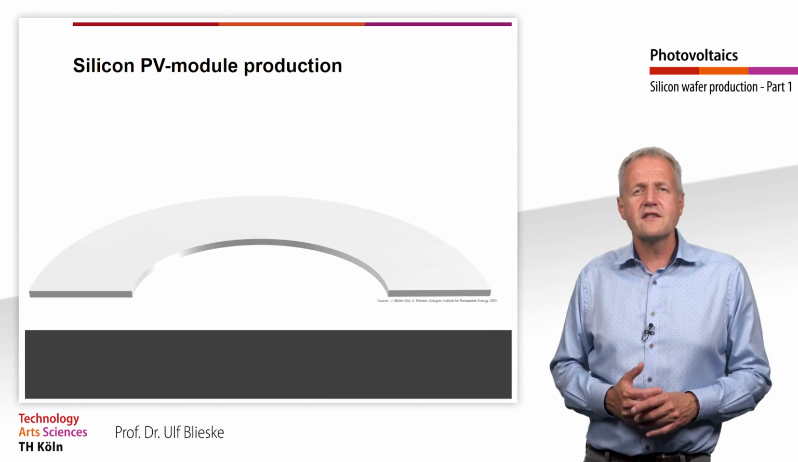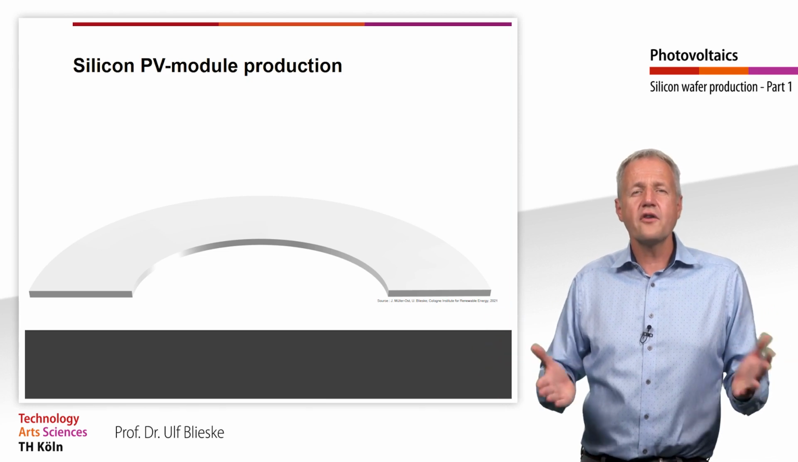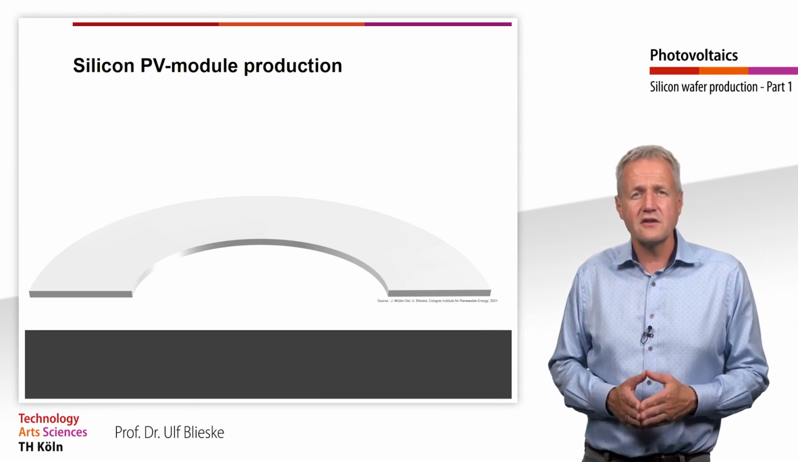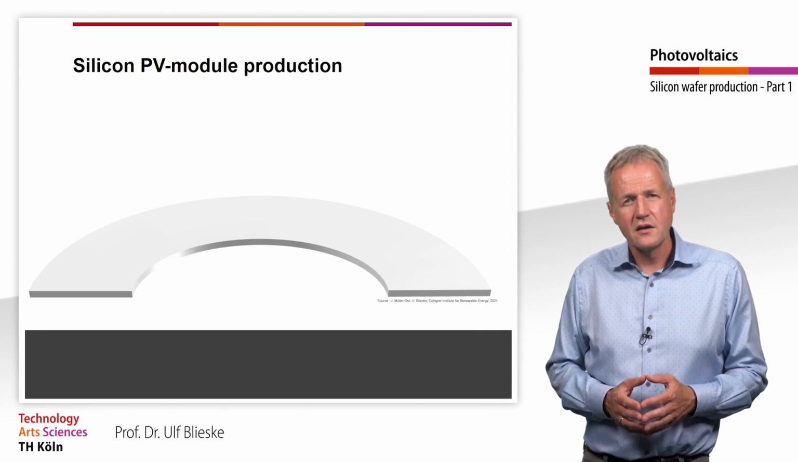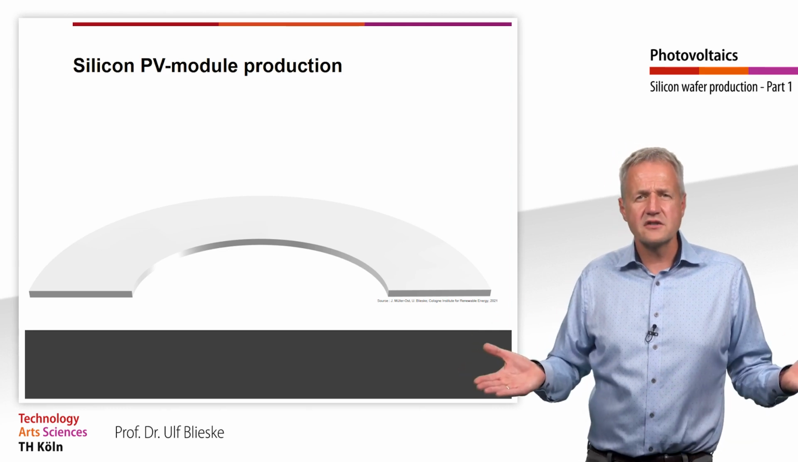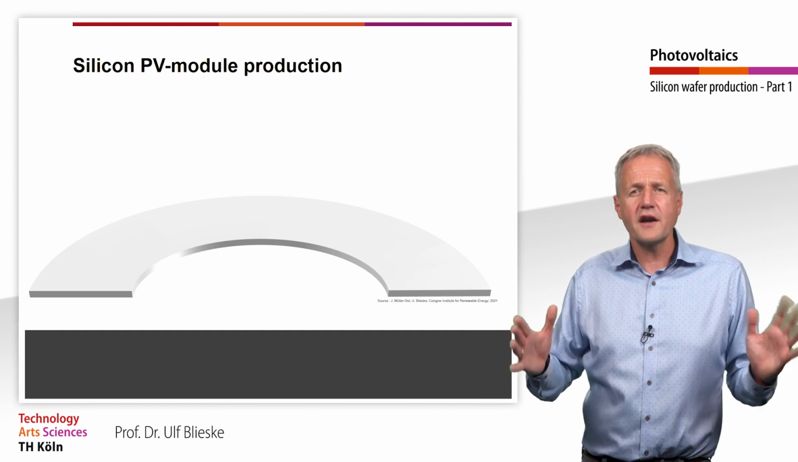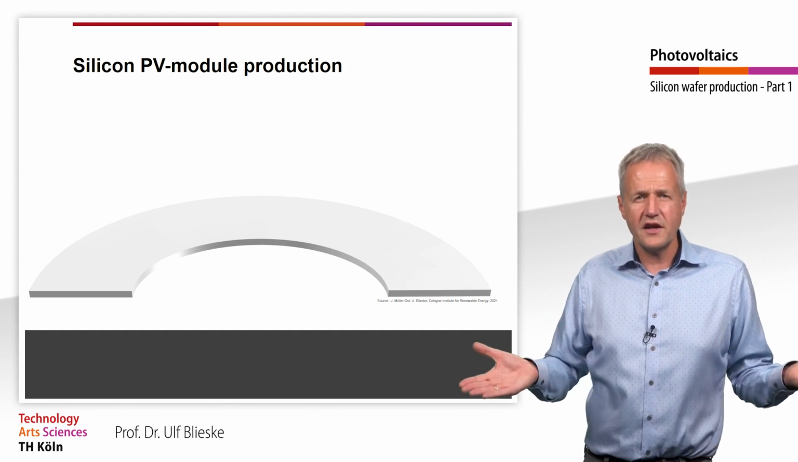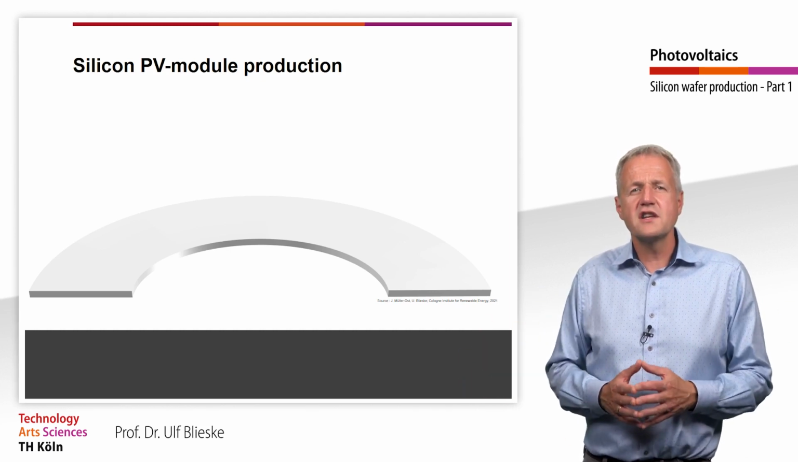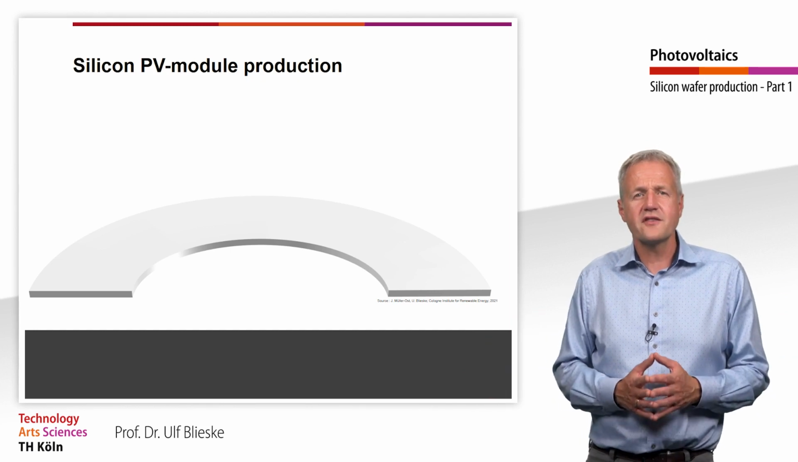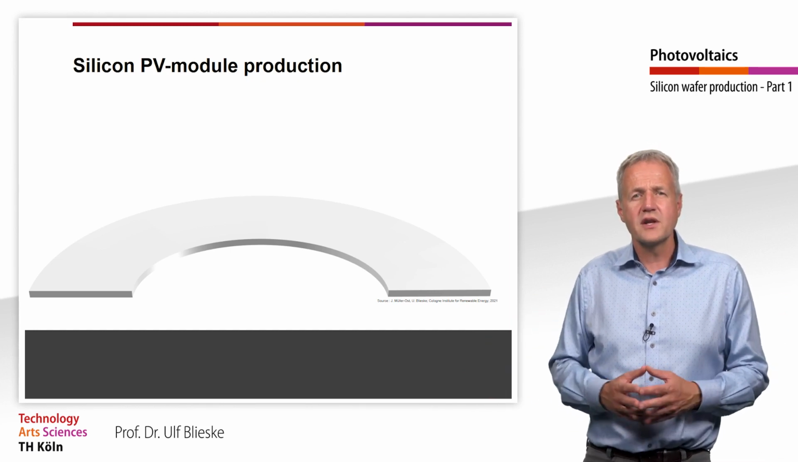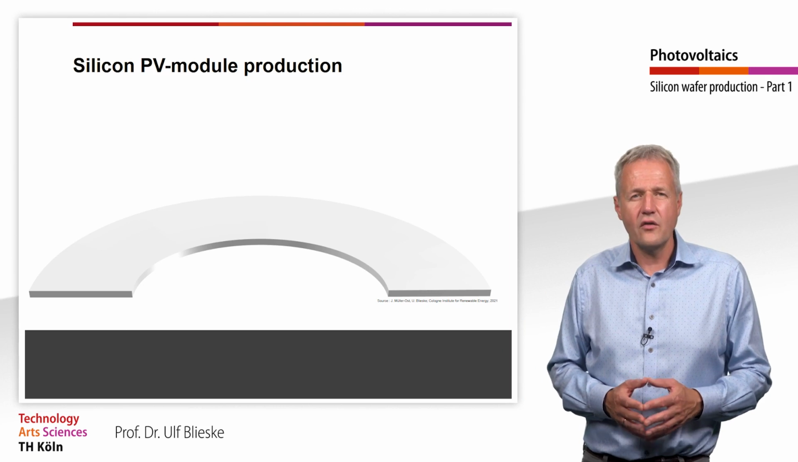Another reason is the bandgap of silicon, which allows for a very high theoretical efficiency. Both have led to silicon-based photovoltaics having a market share of over 90% today. The technology is mature and the industrial processes are very efficient, which means that production costs are low.